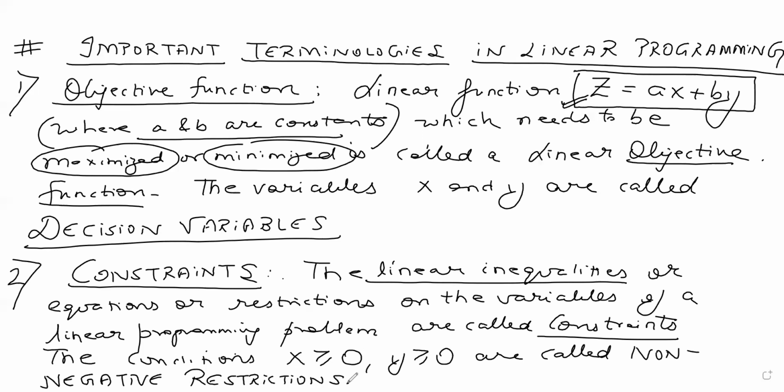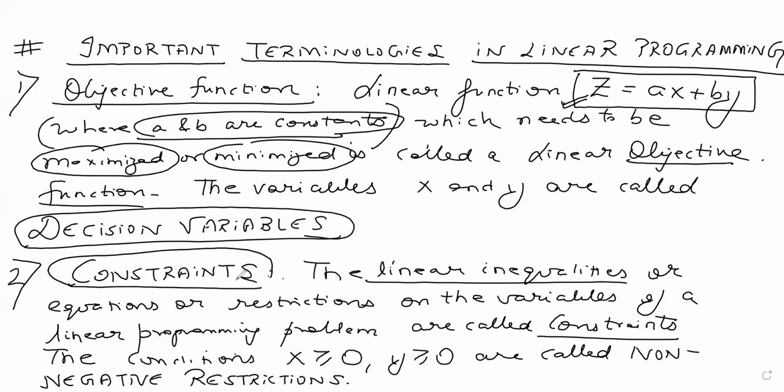Okay, so once again revising, the objective function is z equal to ax plus by, and we need to either maximize or minimize it, where x and y are the decision variables and a and b are the constants. We need to maximize or minimize the objective function with respect to some constraints. Constraints are the linear inequalities or equations or restrictions on the variables of the linear programming problem.